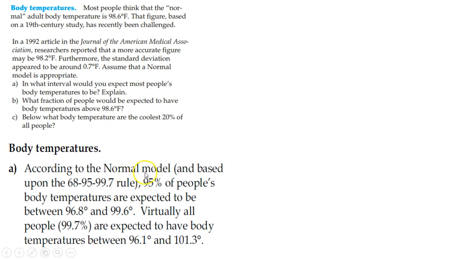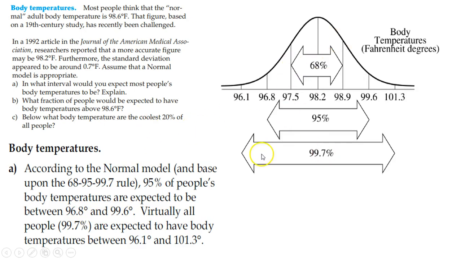So looking at this, according to the normal model, 95% of people's body temperatures are expected to be between this. And the reason why is because if that's what they're expecting, you basically could add one standard deviation to it, add another standard deviation to it, or subtract and subtract as well to get your intervals of 95% and 99%. So it says virtually all people are expected to be between this anyway. In what interval would you expect most people? Well, most people are definitely there. Almost all are between 96 and 99.6.